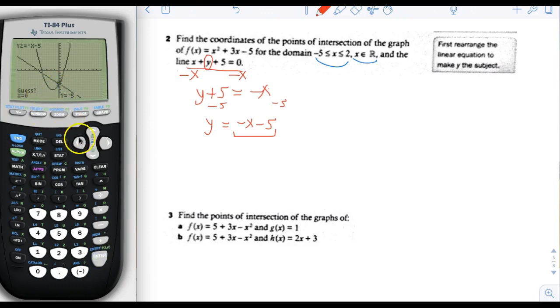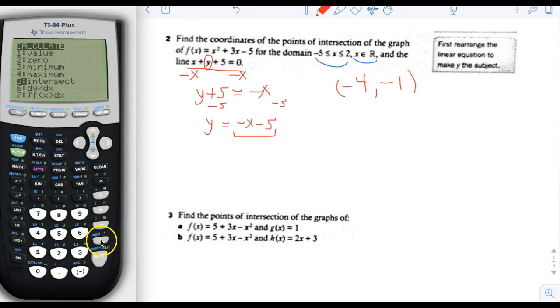Okay, now for the guess. Remember that the guess should be close to the one you want. So if I want to know the left one first, I'm going to put the cursor close to the left one. It tells me that the intersection is -4, -1. A lot of times you guys have trouble seeing the negatives since they're very close to the equal sign, and sometimes you neglect to write the negative. So be careful about that too. The other point would be this one down here. Let's find that one. Also doing second calc intersect, and we just repeat the whole procedure again.